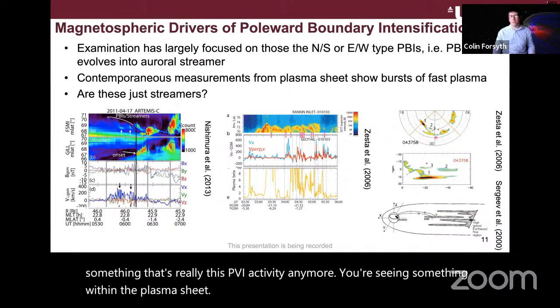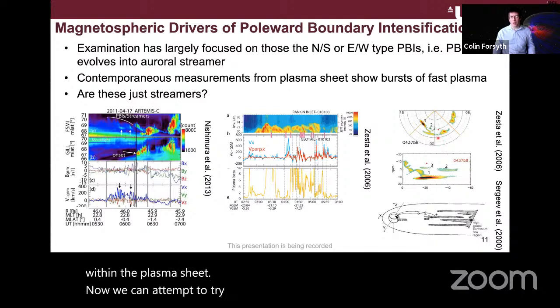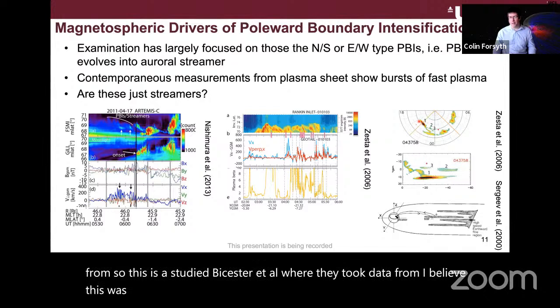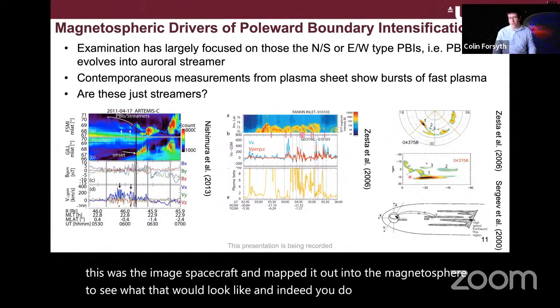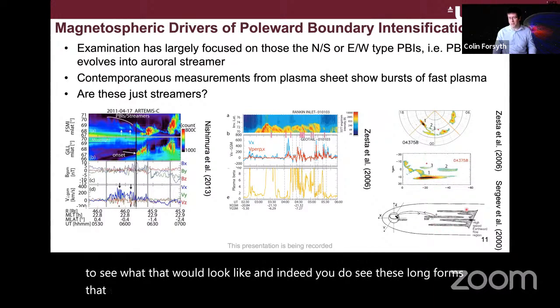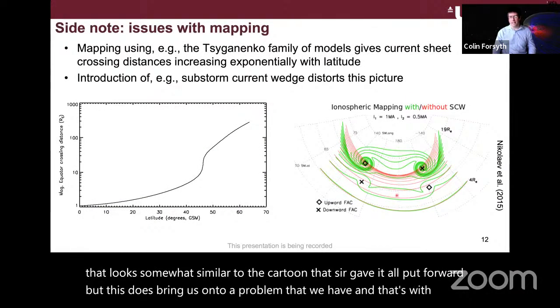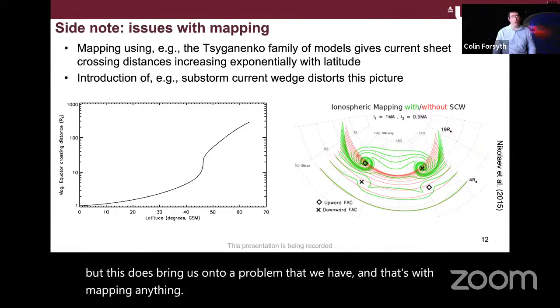Now, we can attempt to see where this activity might be coming from. So this is a study by Zesta et al., where they took data from, I believe, the IMAGE spacecraft, and mapped it out into the magnetosphere to see what that would look like. And indeed, you do see these long forms that look somewhat similar to the cartoon that Sergeev et al. put forward. But this does bring us on to a problem that we have, and that's with mapping anything, particularly towards this poleward edge of the aurora.